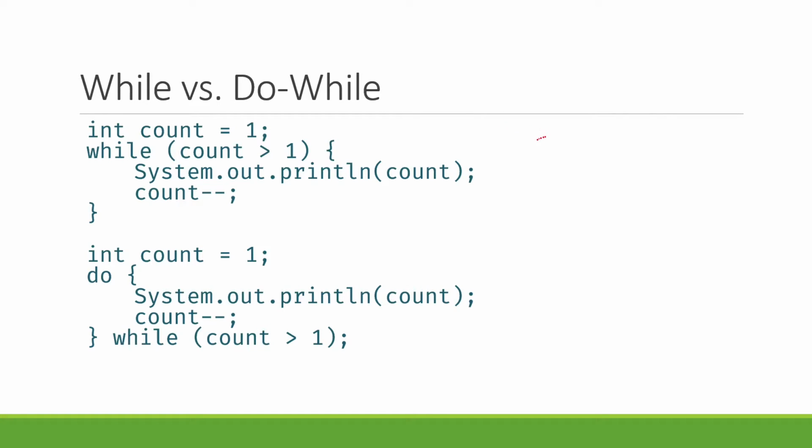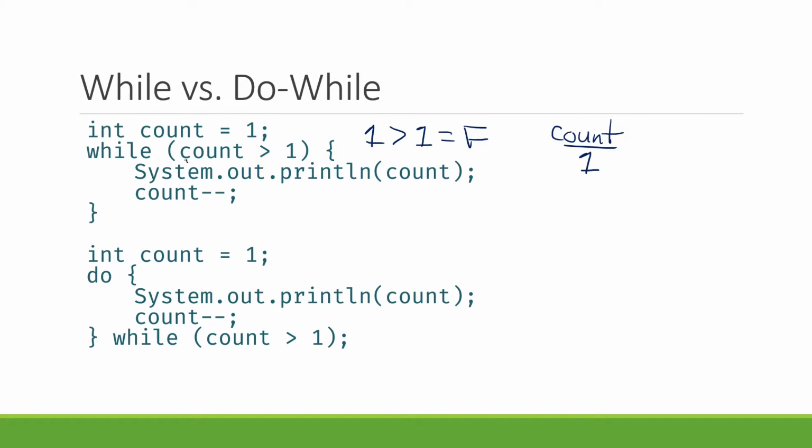Okay, hopefully you had a chance to try this out. So I'm going to trace them both, and then I'm going to run them both just to confirm the answers. So my first loop, I have my count variable and it gets initialized to 1. Then I evaluate the condition. So I'm looking at count greater than 1. So basically is 1 greater than 1? Well, we know that that is going to be false.